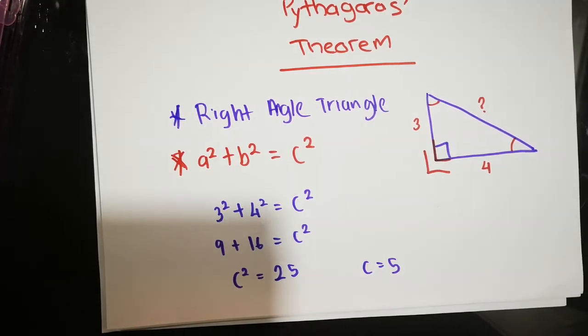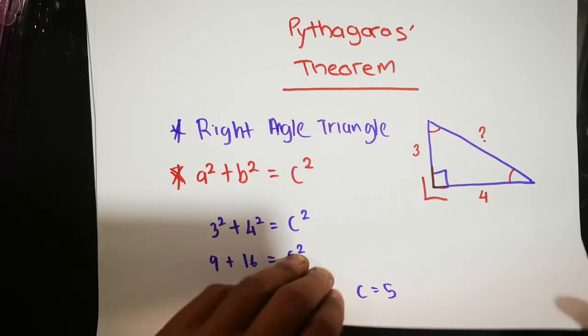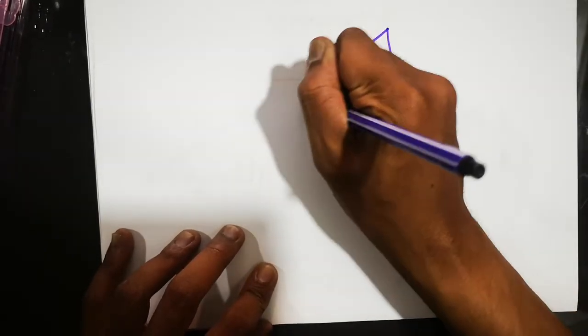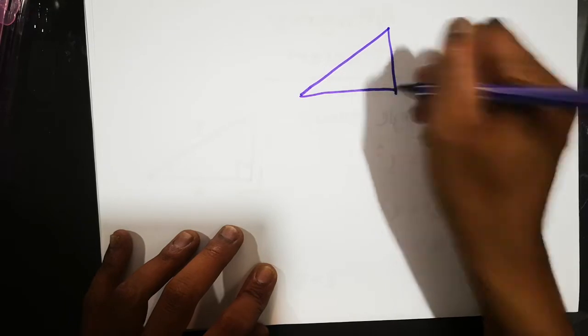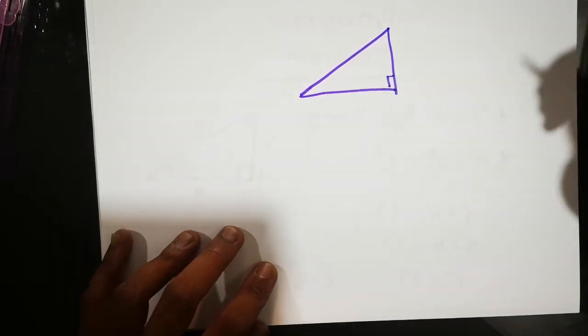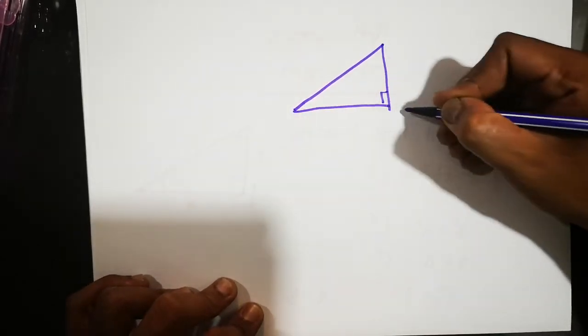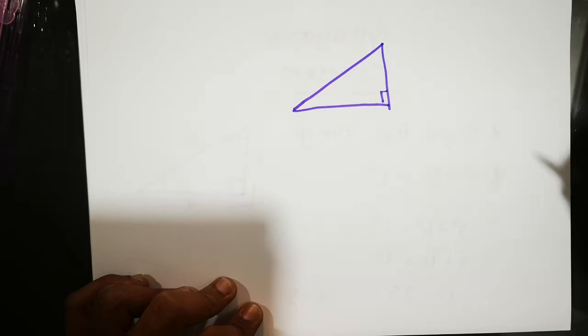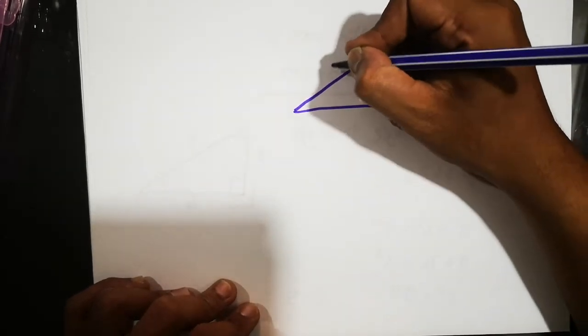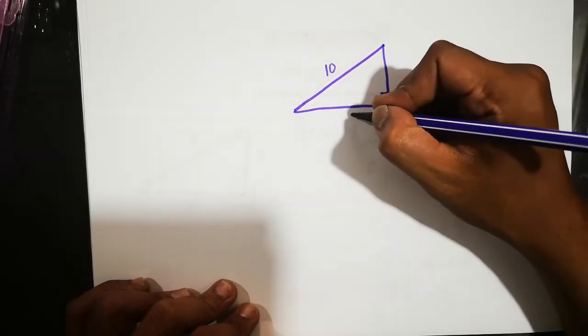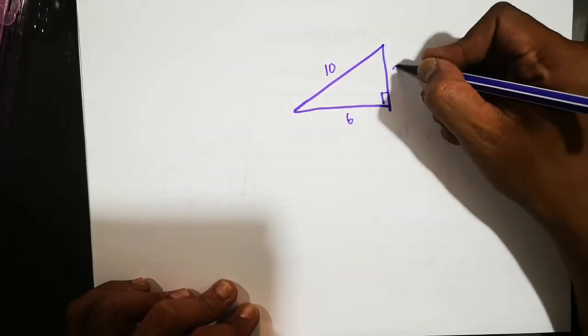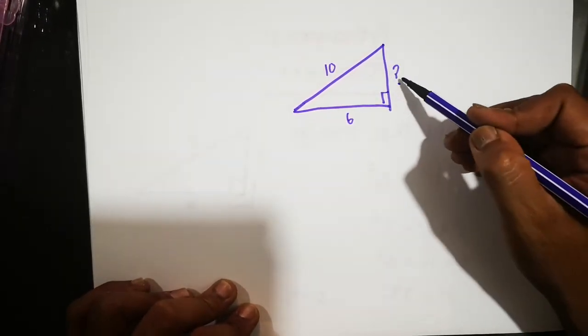Okay, let's try one more question. What if I have a right angle triangle? I'll draw it in a different orientation. Okay, so first identify, is it a right angle triangle? It is, right? Because this forms a perfect L. So this perfect L is 90 degrees. What if this length is 10 and this length is 6? So find this. So the whole idea is to find this.